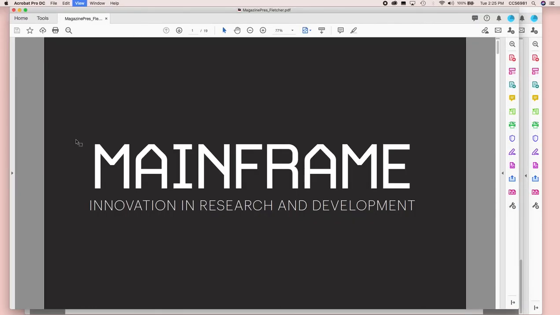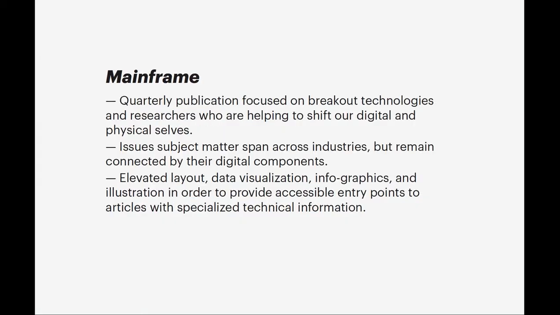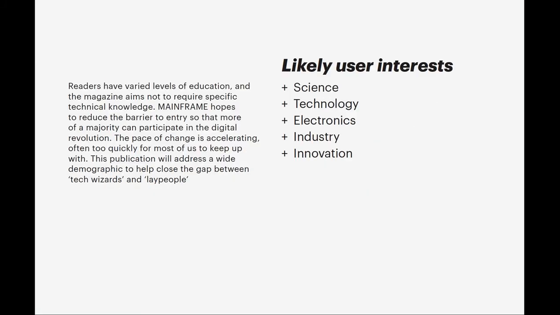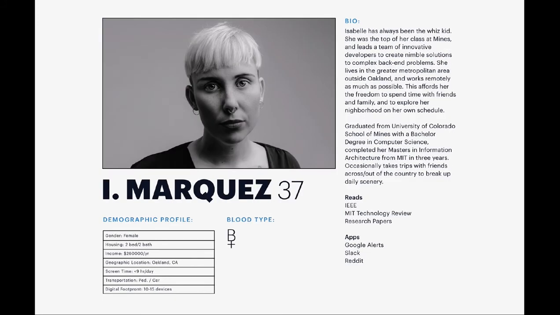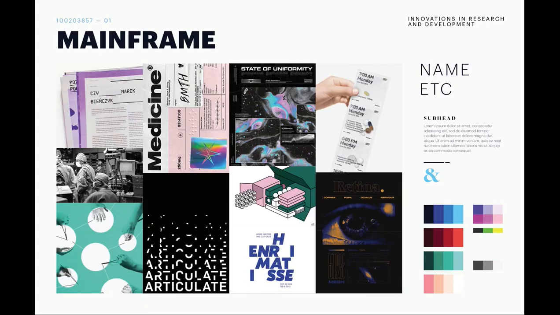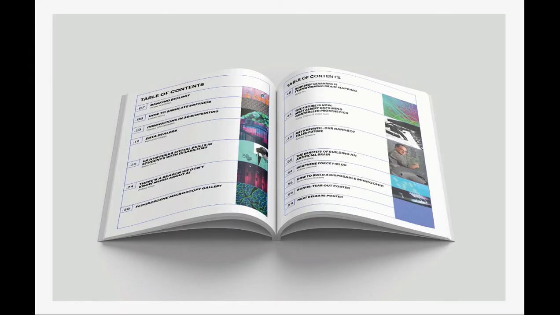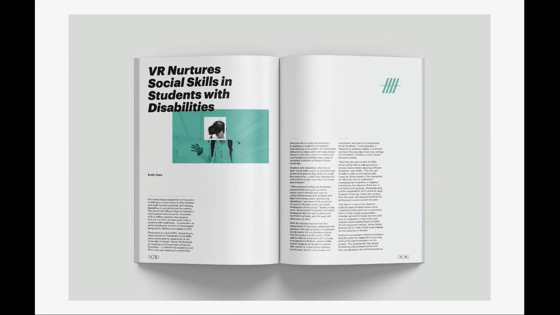And here's the final one for today. This is called Mainframe. It's innovations in research and development, and this was done by Cam. And here's his reader personas. And he created a series of glyphs and graphics that are unique to his magazine, little universal icons. And here's his mood board and flat plan, cover, TOC, and layout.